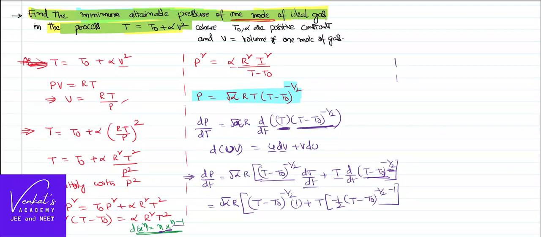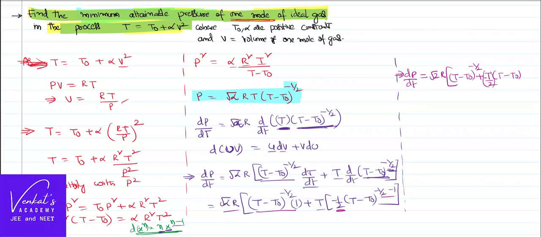This I have to simplify further. Let us simplify that further and see what you get. That implies dP by dT equal to root alpha R, R is constant. The first term is (T minus T naught) whole power of minus half into 1, plus the second term is T into minus half into (T minus T naught), which gives minus T by 2.